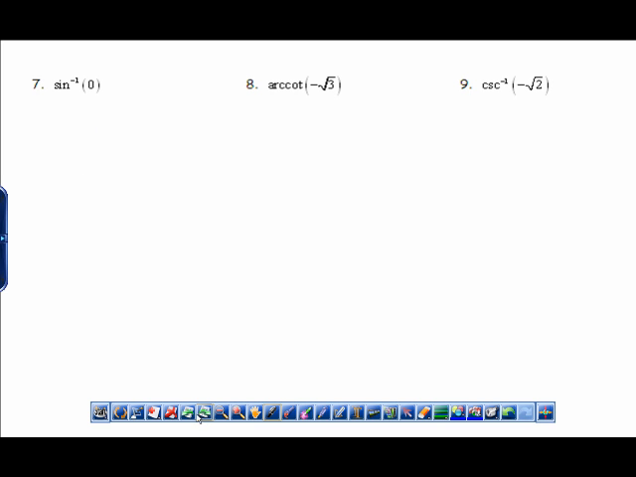Okay, number 7 looks interesting because it's not from a 30, 60, 90 triangle. It's not from a 45, 45, 90 triangle. It's from the OIO chart. I noticed on the last test some people were not writing the OIO chart correctly. So I'm going to remind you what that is.